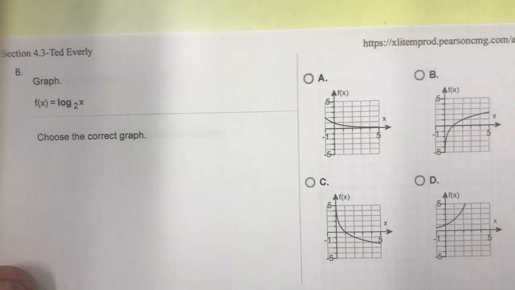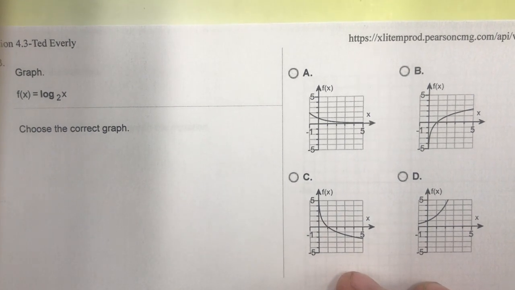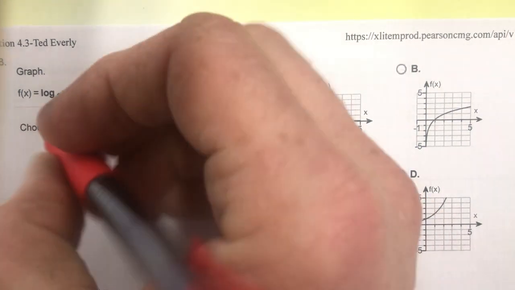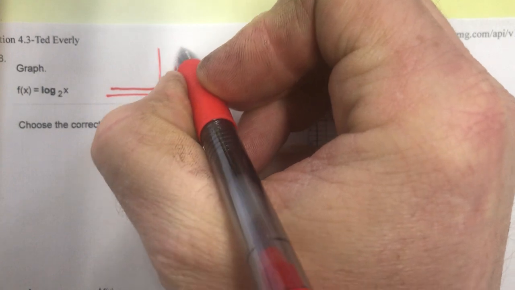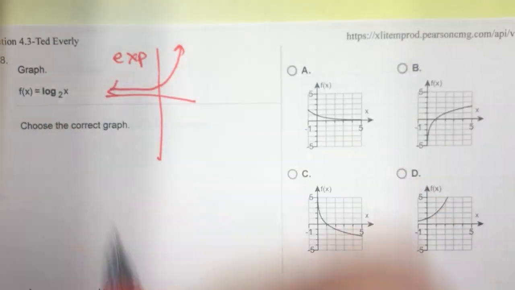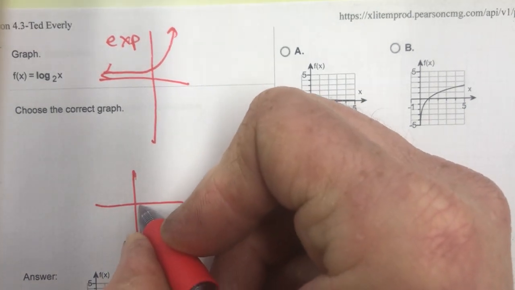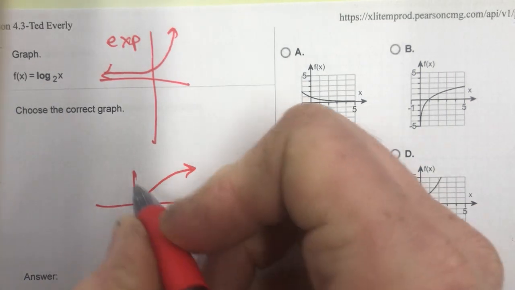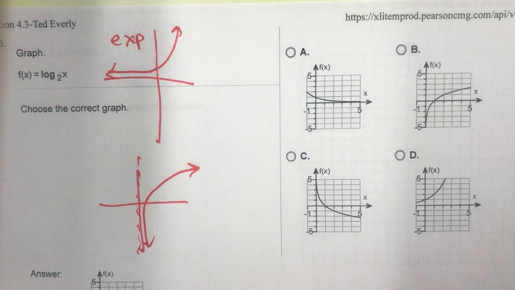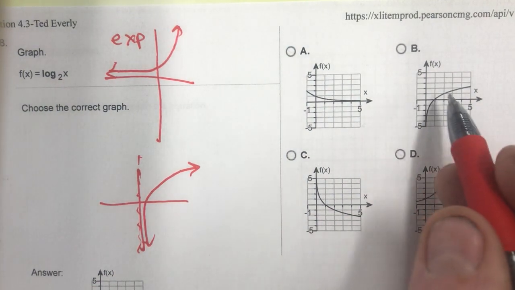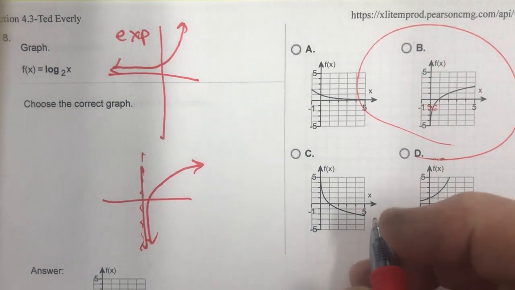Number 8. We're going to graph this. Now, when you graph these, they are inverses of exponential functions. So usually the exponent function looks like this. A log has the tail going down, and it curls up like this, and then the asymptote is vertical on the log. So that's what the function looks like. This is the only one that does that right here. So this would be my answer right there, B.